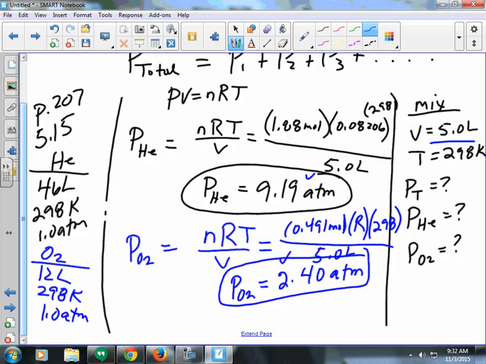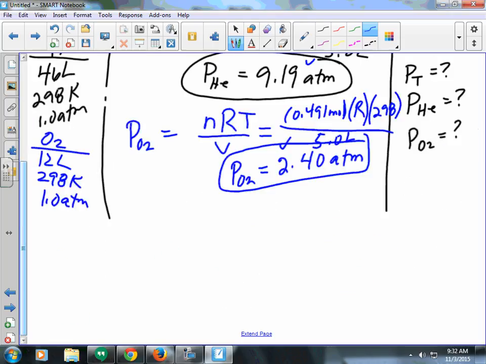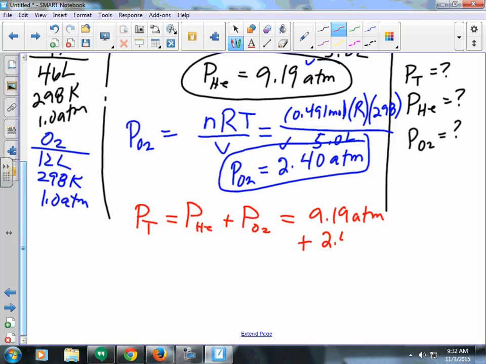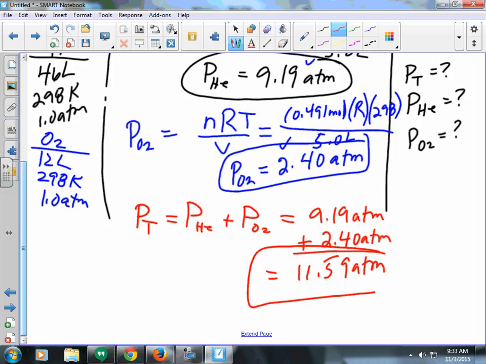Now to get the total pressure in that tank, you simply add them up. The partial pressure of helium plus the partial pressure of oxygen. So that's 9.19 atmospheres plus 2.40 atmospheres. That's Dalton's law.